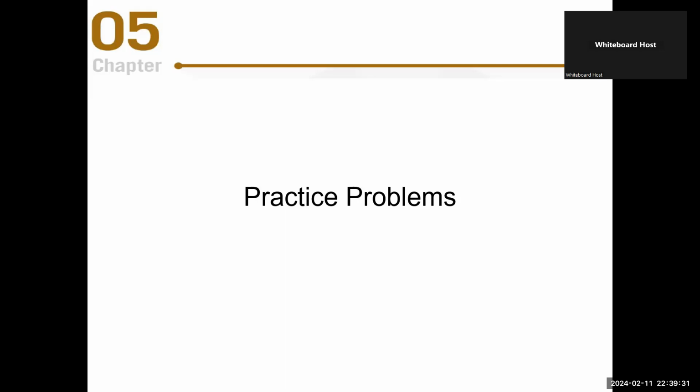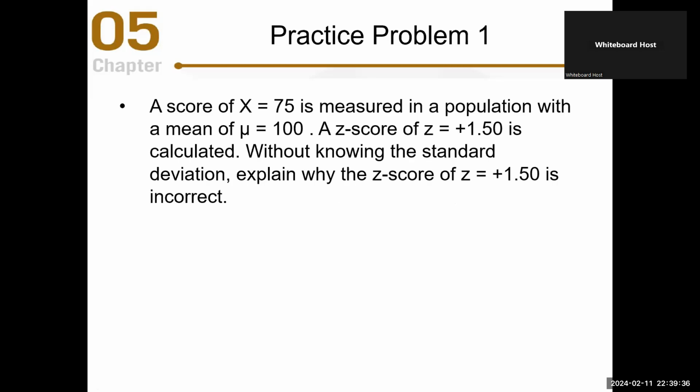Okay. So one of the first questions that you were asked for practice problem one says a score of 75 is measured in a population with a mean of 100. It says a z-score of z equals positive 1.50 is calculated. Without knowing the standard deviation, explain why the z-score of z equals 1.50 is incorrect.